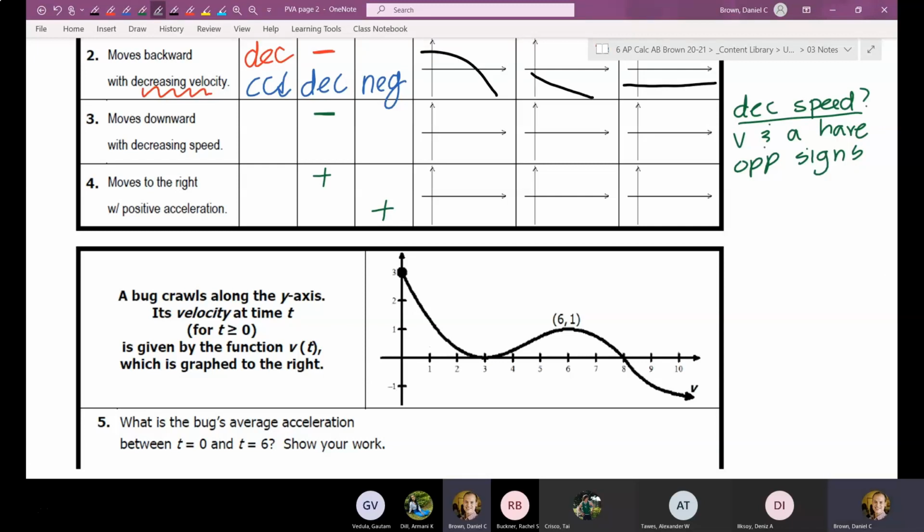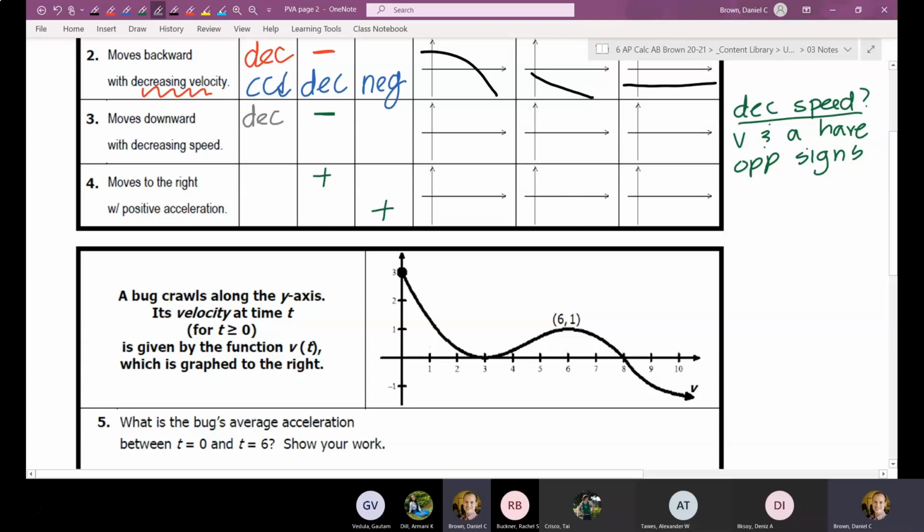So in that first row we see in number 3, it tells me that my particle or whatever it is is moving downward with a decreasing speed. Let's do the easiest part first. Moving downward means that the velocity would be negative. If your velocity is negative, what would your position be doing? Decreasing. Again, velocity is the first derivative of position.